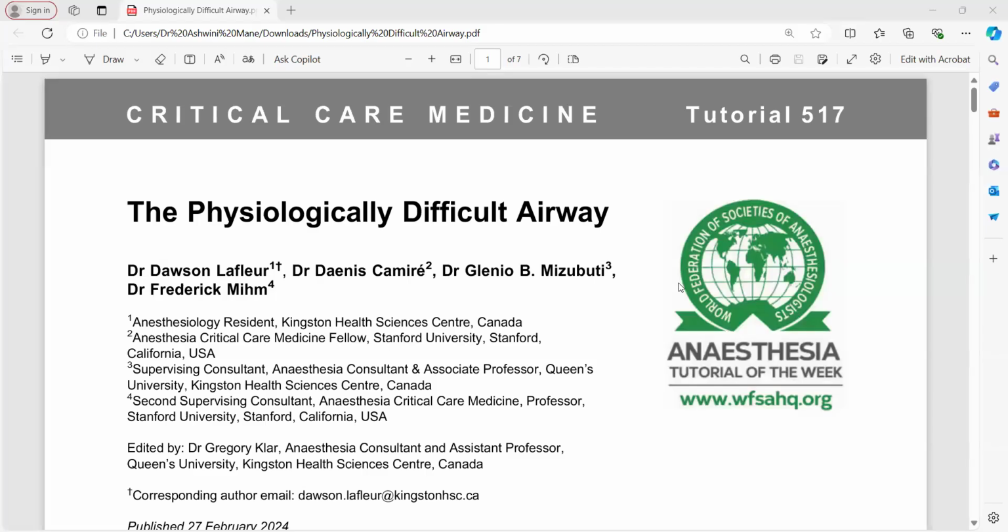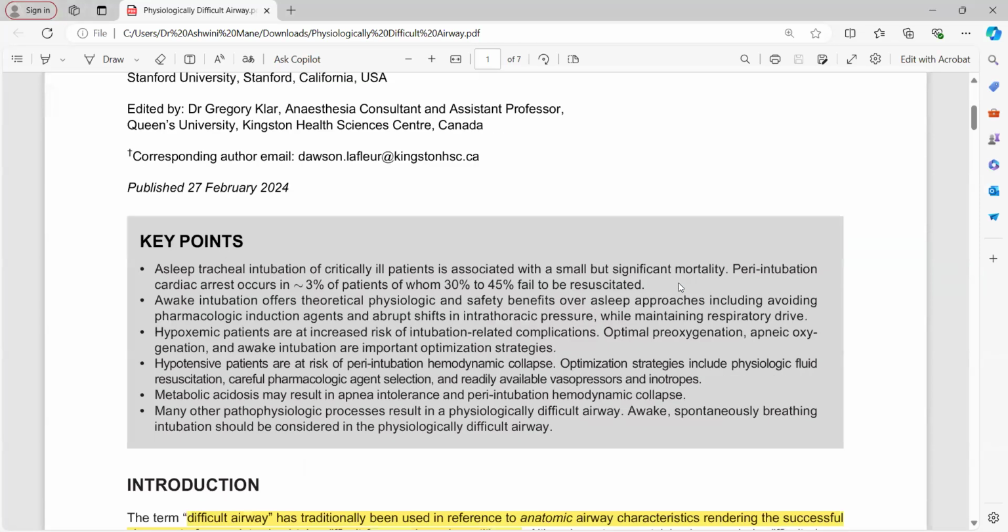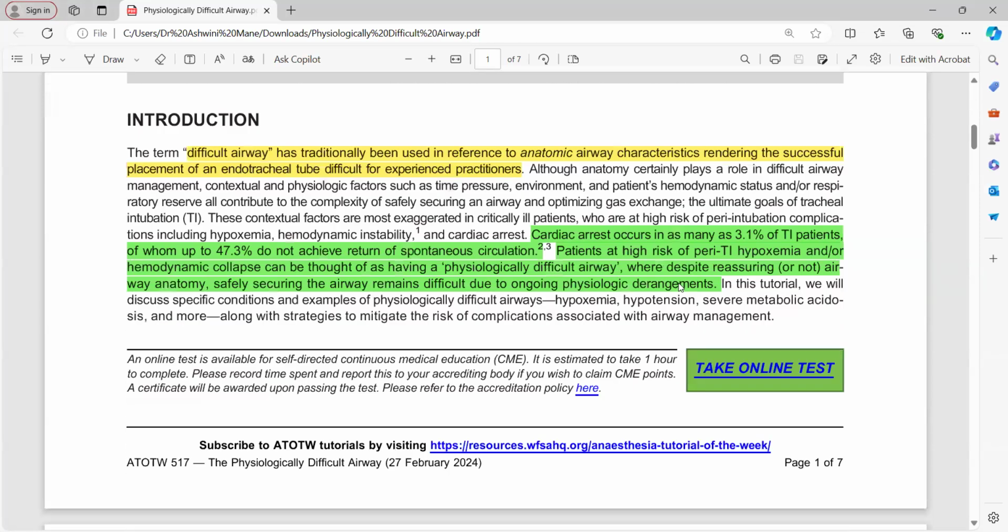Hello, everybody. Today we are going to discuss this article about the physiologically difficult airway. The difficult airway has traditionally been used in reference to anatomical airway characteristics rendering the successful placement of an endotracheal tube difficult for the experienced practitioner.